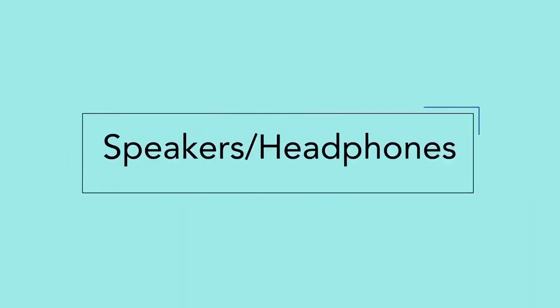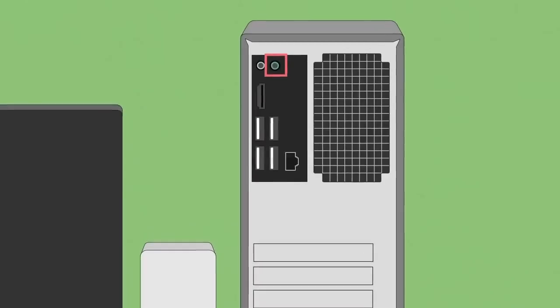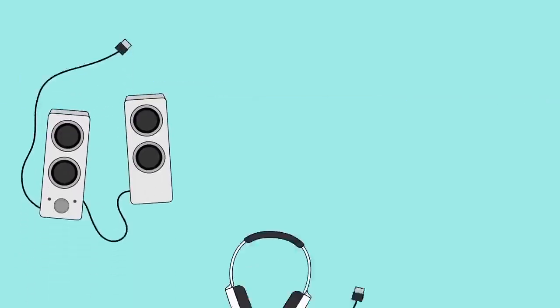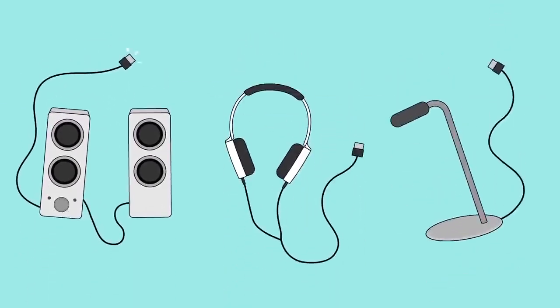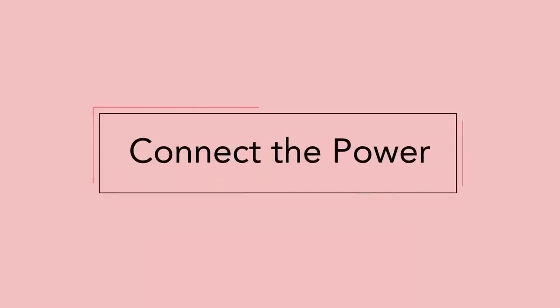At this point, you can plug in your speakers or headphones. If it uses a typical audio plug, look for the green audio port on the front or back of your computer case. However, some speakers, headphones, and microphones use USB connectors. Finally, it's time to connect the power supply cables and plug the computer in.